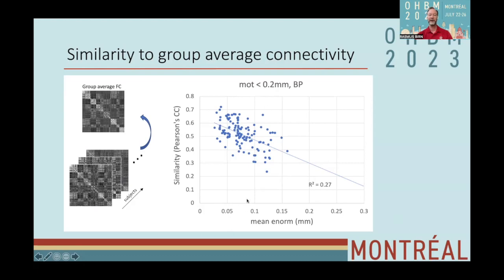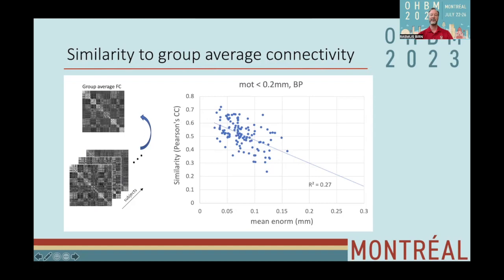So what I'm showing here on the right is a plot of the similarity. That's the Pearson's correlation coefficient between each individual subject's connectivity matrix and the group average for the different subjects. And on the x-axis, I'm showing the mean Euclidean norm, the mean amount of motion for each participant. And as you can see, as you would expect, as the amount of motion increases, the functional connectivity matrix becomes less similar to the group average.